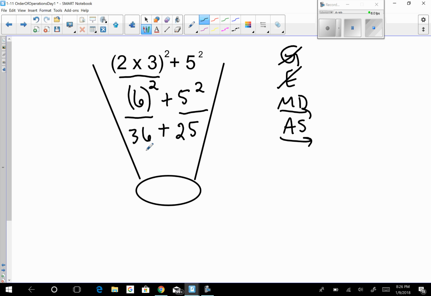Let's check. Do we have any multiplying or dividing? No. We have the addition here. So you got your 36 plus 25. 6 plus 5 makes 11. 2 and 3 makes 5 plus 1 is 6. So your answer is going to be 61.